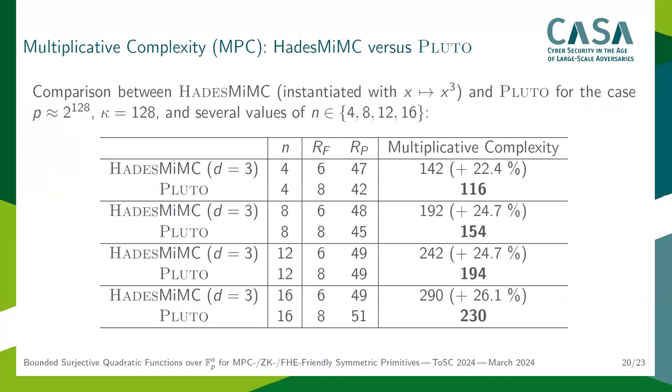If you have a look at the two schemes, with Hades MiMC we have six external rounds. With this new version that I call Pluto, we have 8 external rounds, but still we can gain from the multiplicative complexity point of view. In general, Hades MiMC, even for small values of n, is more expensive than Pluto by a percentage of around 25%.